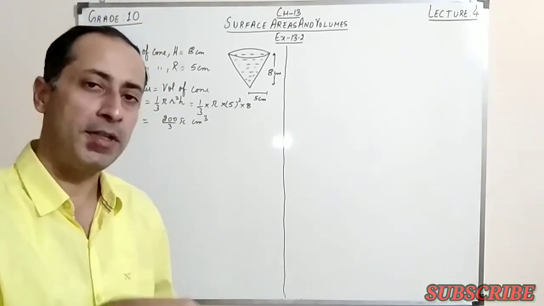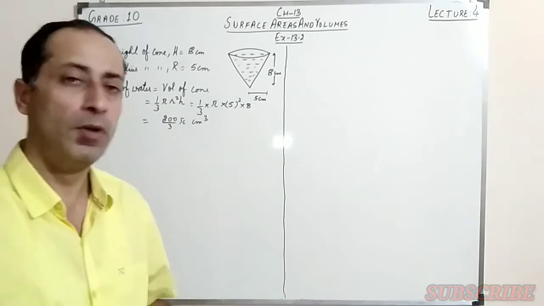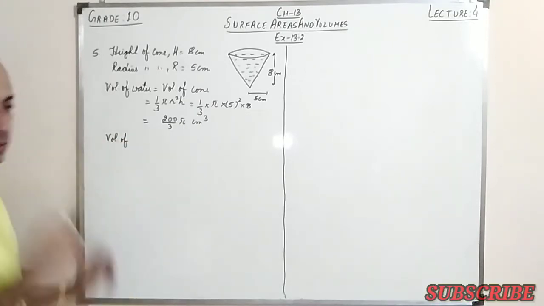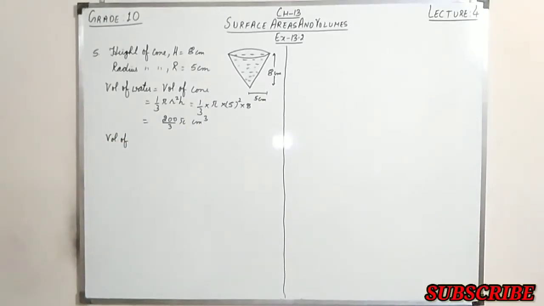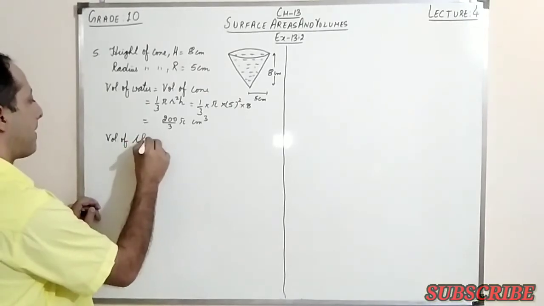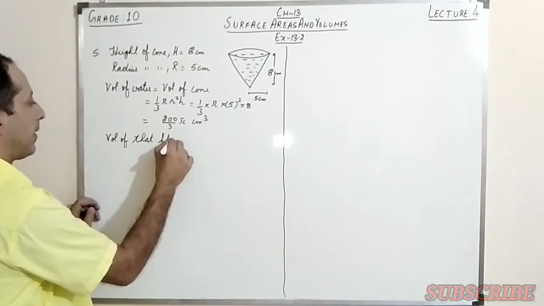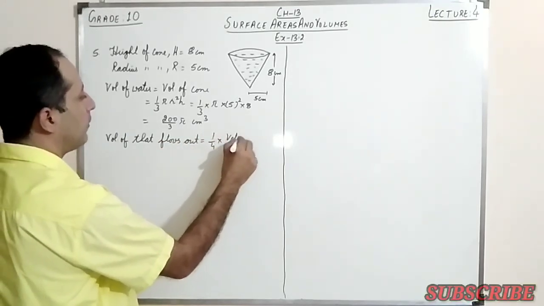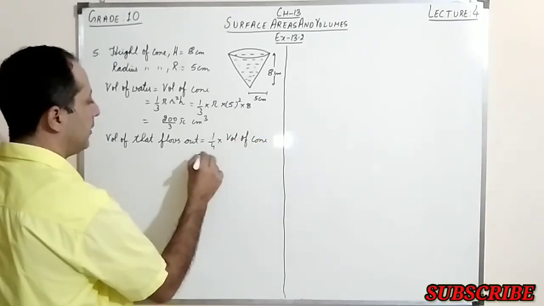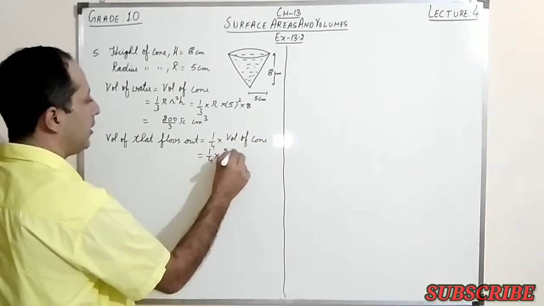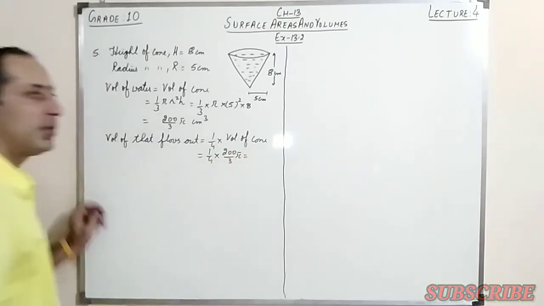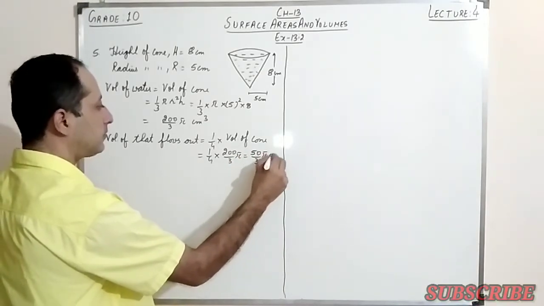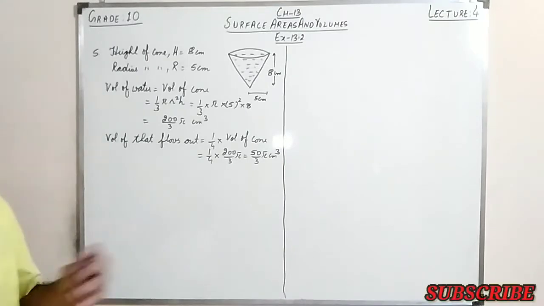Now when the lead shots are dropped inside, what happens? 1/4 of the volume flows out. So the volume of water that flows out is given as 1/4 into the volume of the cone. That is 1/4 into 200 upon 3 pi. So that comes out to be 50/3 pi centimeter cube, right? Now this is the volume of water which has flown out.